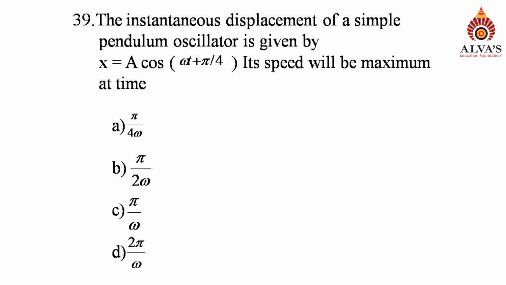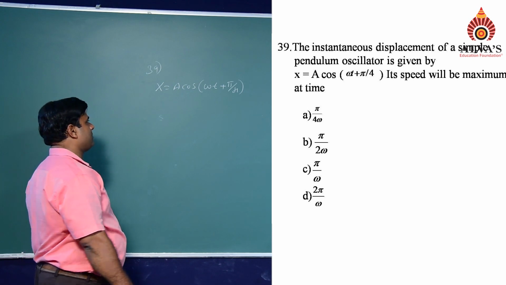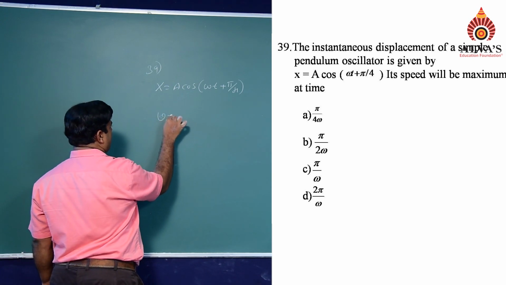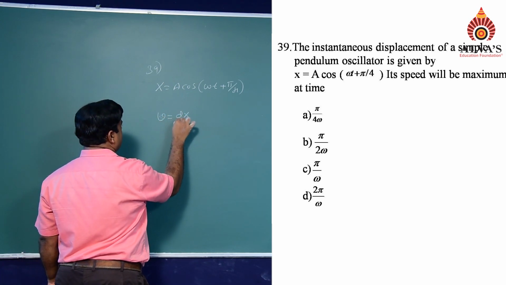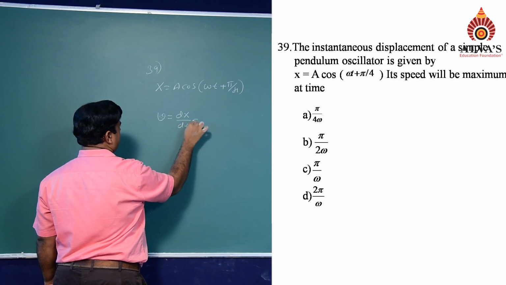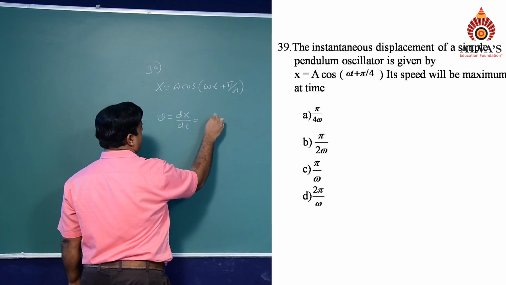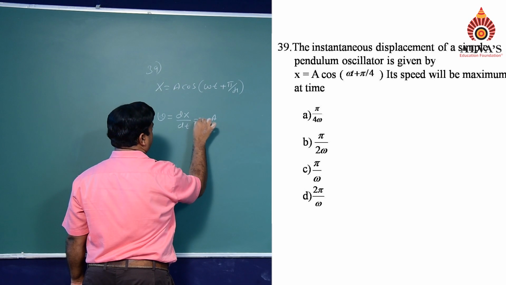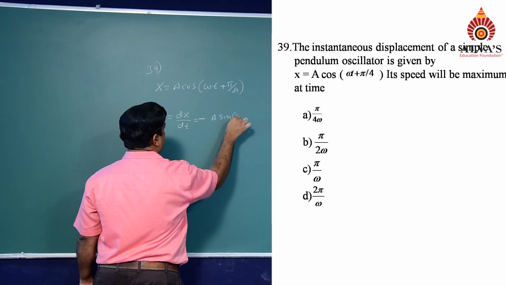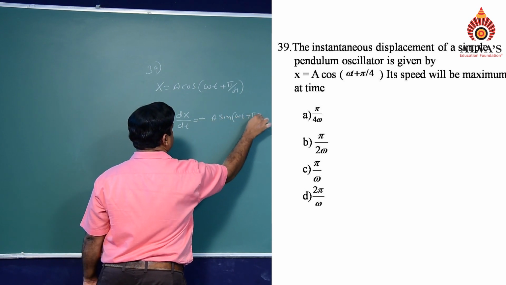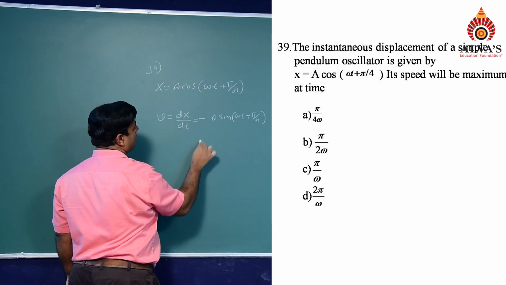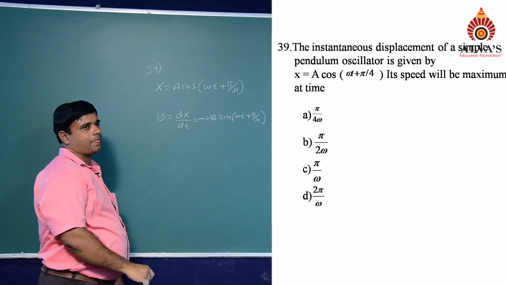Instantaneous displacement of a simple pendulum oscillator is given. To find where its speed is maximum, find the value of V. V is nothing but dx by dt. If you differentiate, A into minus sin omega t plus pi by 4 into omega.